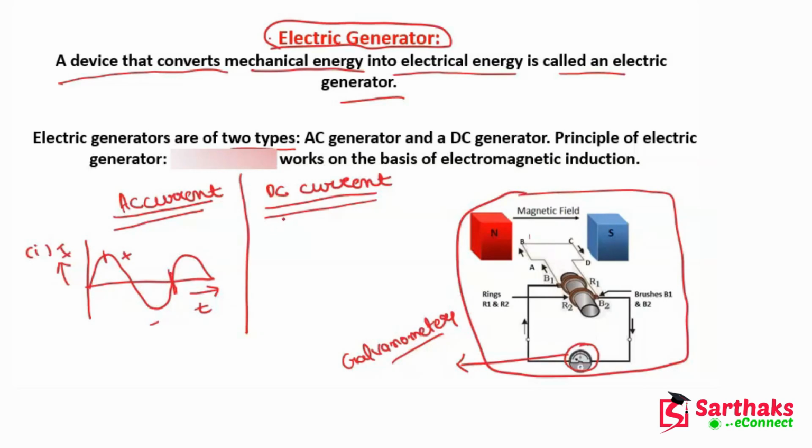Now let's talk about DC current. DC current is a current which doesn't change its direction. If I draw the graph for DC current, it will be like this. This is time t, this is magnitude, and here you can see the magnitude is fixed as well as the direction. This is the positive direction. I hope you have been able to understand the difference between AC and DC current.